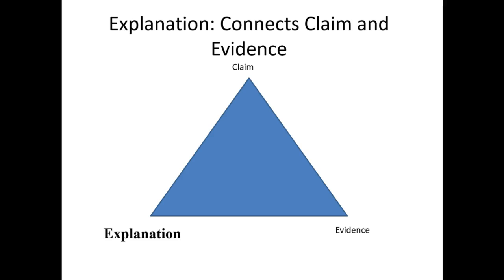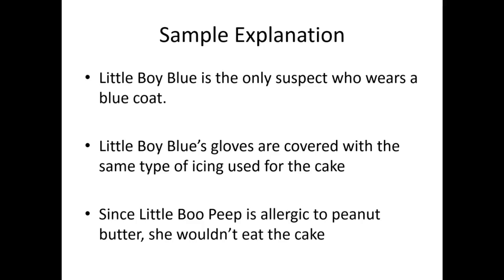Without that connection, your audience may interpret things in completely different ways, or they may think you're just summarizing or describing the artifact instead of probing how or why it works in the way it does. Let's look at some examples of explanation a lawyer might use when prosecuting Little Boy Blue.